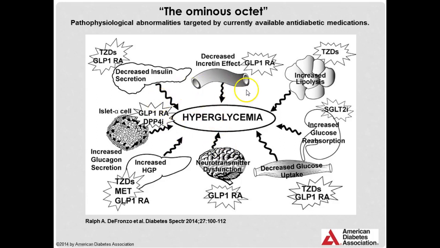And this is a great slide too that helps you understand why we can add so many agents together, because these are what this author calls the ominous octet, the different things that cause hyperglycemia. And they include, of course, the pancreas not putting out enough insulin, the decreased incretin effect, decreased glucose uptake, increased glucose reabsorption in the kidney, etc. So in all these places, it's multifactorial why these folks get hyperglycemic. And what we try to do is tackle each one of these.